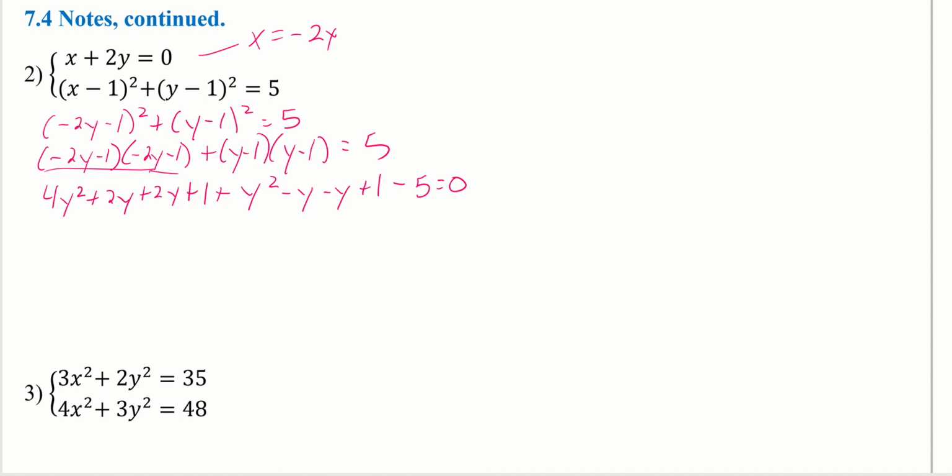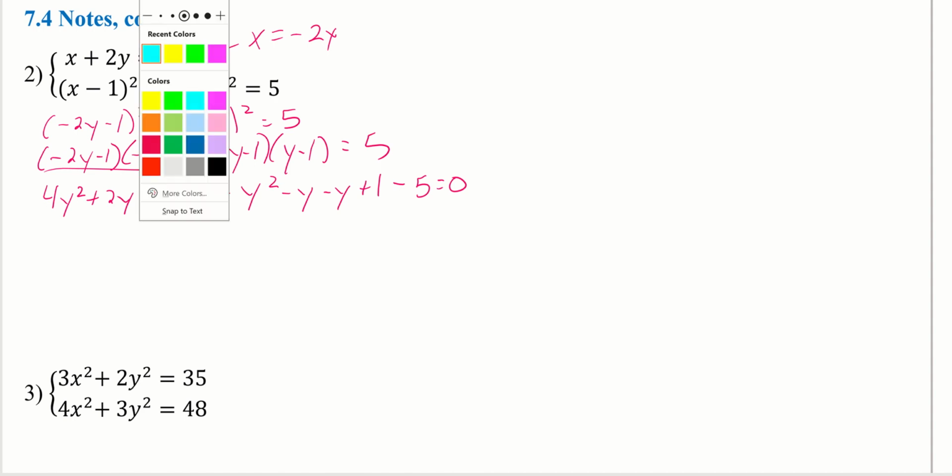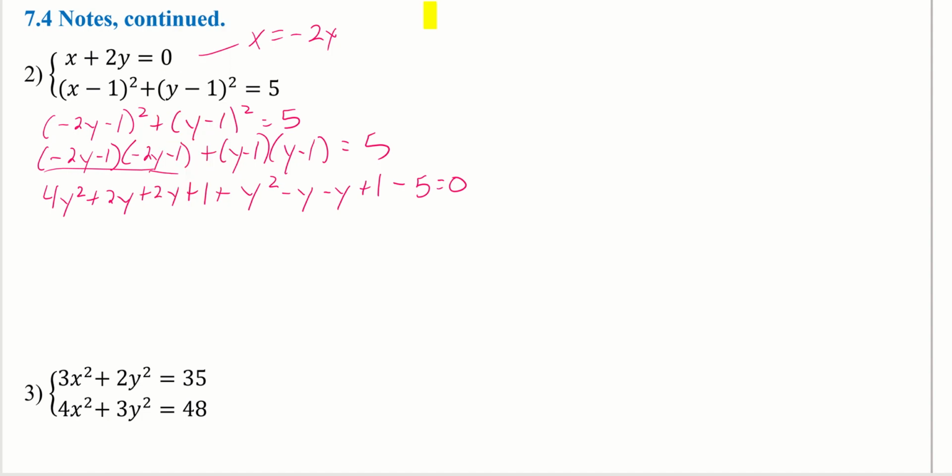Now just be very careful as you're solving this out. We want to make sure that we get all the right terms when we go through this, right? So I've got a y squared and a y squared. And so that gives me 5y squared. Now I've got a 2y, a negative y, and a negative y. So that's going to give me a 2y. And then finally a 1 and a 1 and a minus 5. So that's going to give me a -3.